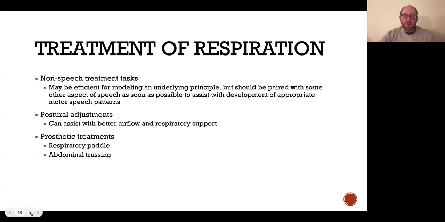So you might work on them physically putting themselves up and saying, "I want you to keep yourself here." If they have that type of control, awesome. If they don't, you might look at prosthetic treatments. So a respiratory paddle, something that you can hold up here, or abdominal trussing. You're literally going to like tie them to a chair, to help keep them up. If that's something that works, that's something that they might consider implementing in their daily lives to keep themselves in a better posture so they can have better respiratory support.